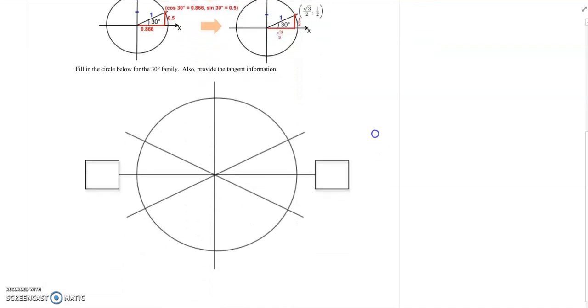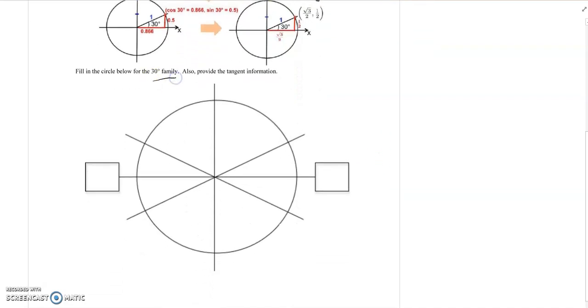So if we look at the 30-degree family, we can look at the coordinate here. This coordinate is our long, followed by our short. So our long is root 3 over 2, and our short is 1/2. That is true over here, except in the second quadrant, our long side is negative, so it's negative root 3 over 2, and our short side is positive 1/2.